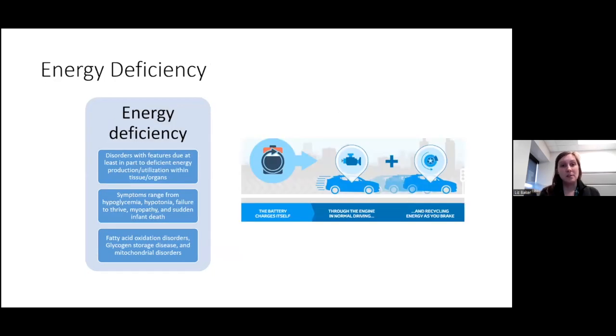Next is energy deficiency. I like to think about it like if you're driving your car, your battery will recharge while you're driving it. However, if you have something wrong with the battery, it's not working appropriately, it's not recharging, and eventually the battery does die, and therefore you have problems with the car going. Same concept with these disorders. We think about these with fatty acid oxidation disorders, glycogen storage disease, and mitochondrial disorders.